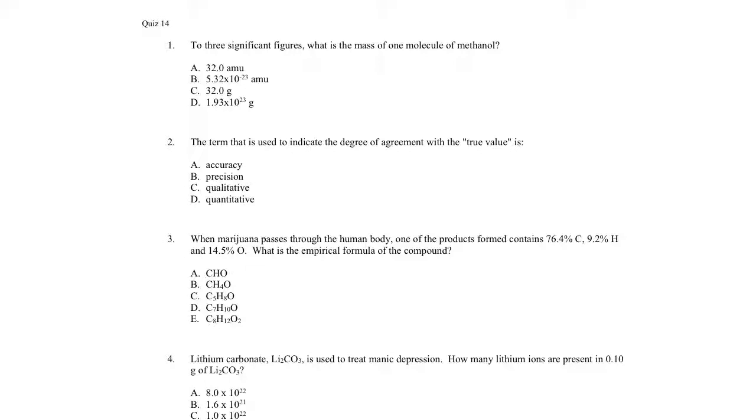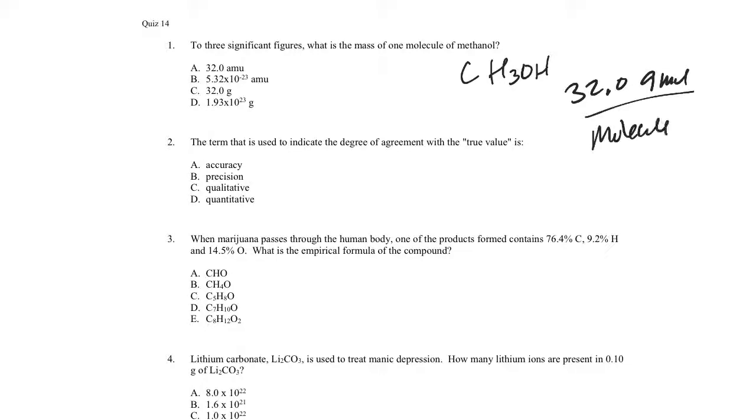So to three sig figs, what is the mass of one molecule of methanol? Okay, so one molecule of methanol would be CH3OH. So let's work that out. That'll be 12.01 plus 1.008 times 4 plus 16.00. So that's 32.0 AMU per one single molecule. So 32 AMU is correct.